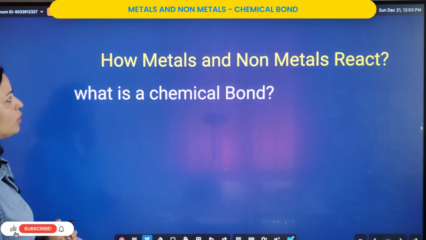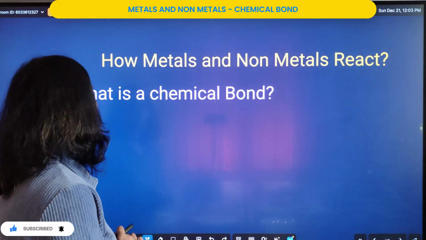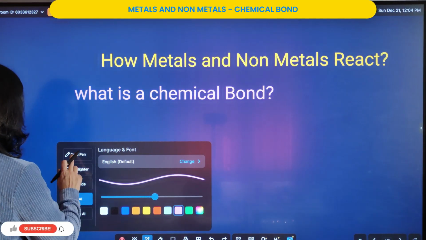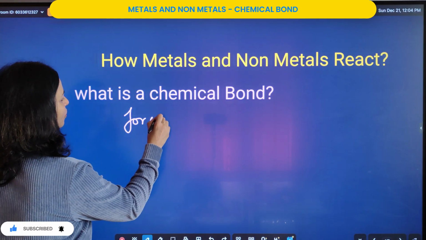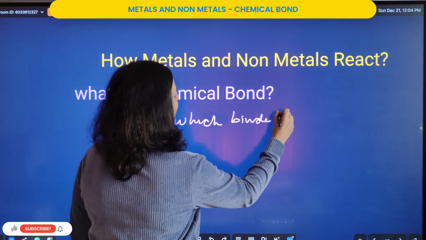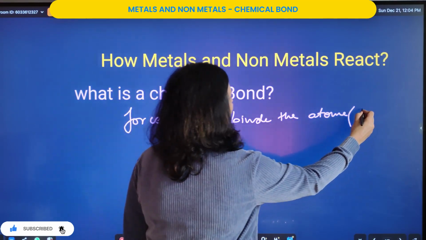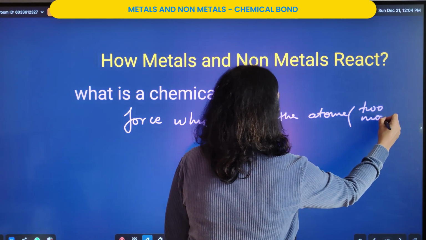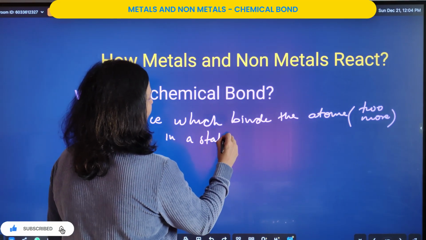Before starting with the actual chemical combination part, we have to understand what a chemical bond is. It is nothing but the force which binds the atoms. Atoms can be a single atom, two atoms together, or more atoms together in a stable molecule.